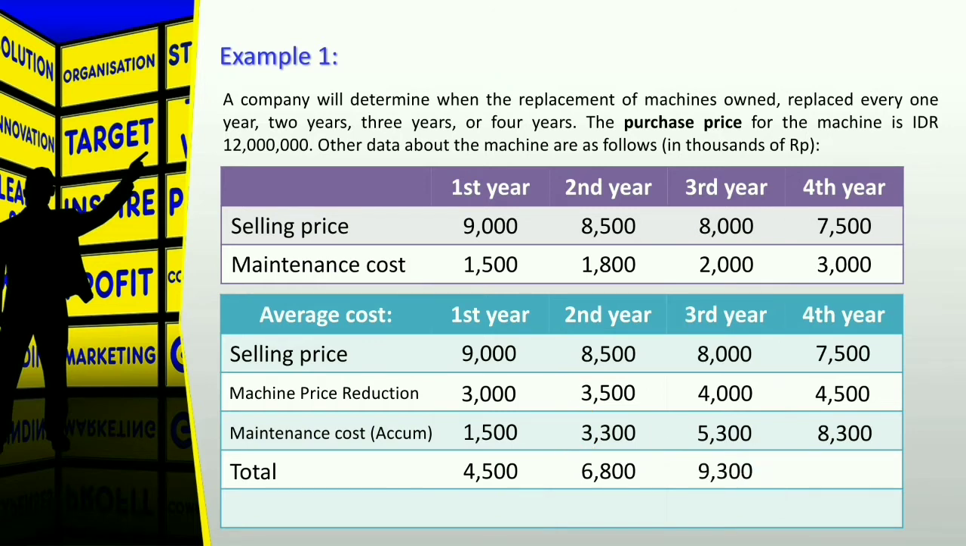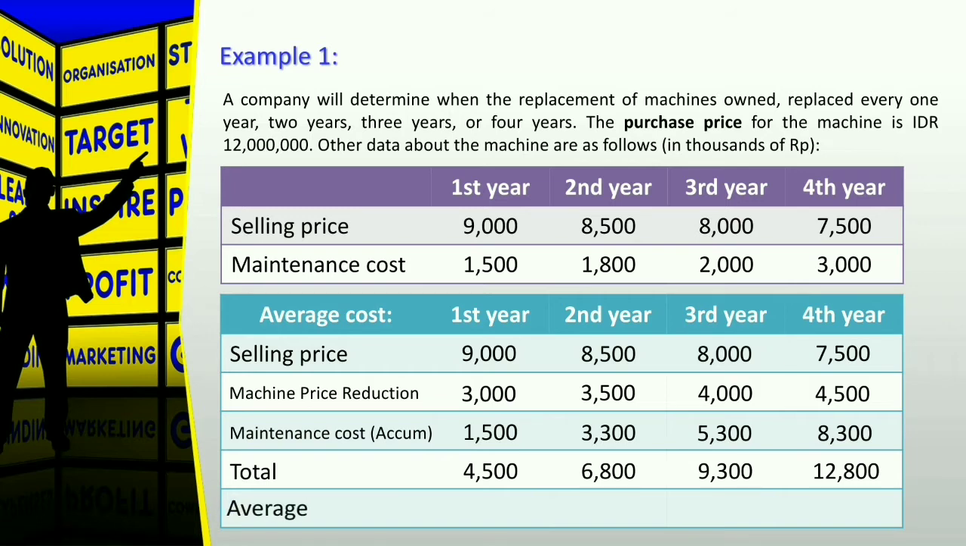For the third year it is 9,300. The value of 9,300 is obtained from the third year machine price reduction plus the third year maintenance cost accumulation. And for the last year, or fourth year, it is 12,800. This value of 12,800 is obtained from the fourth year machine price reduction plus the fourth year maintenance cost accumulation. Okay. For a more detailed calculation of the total, I will show it on the next slide.